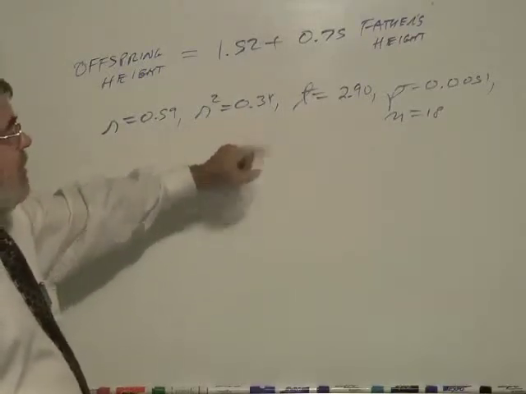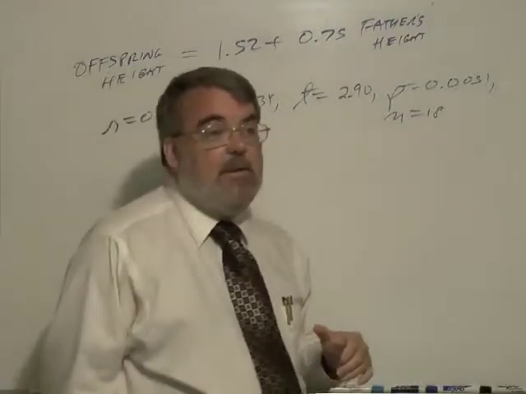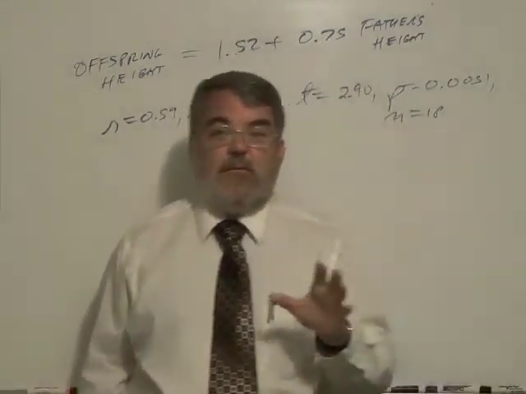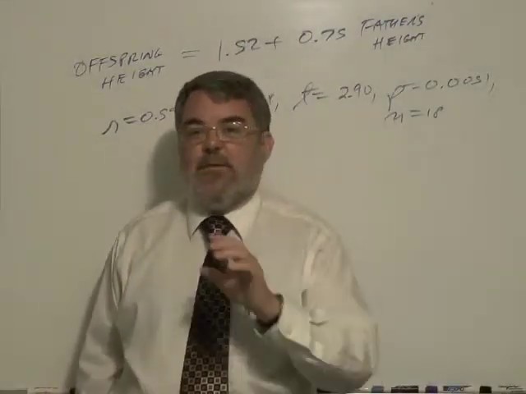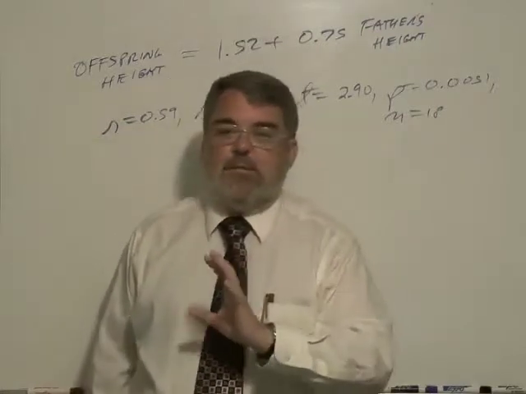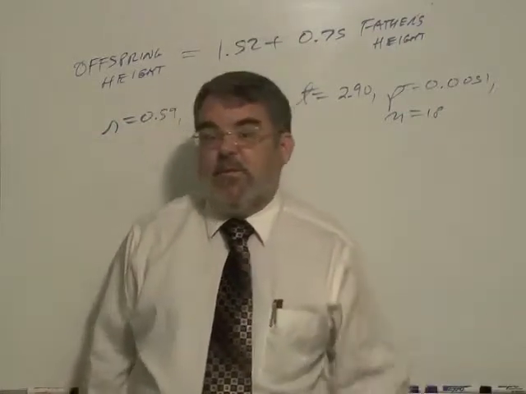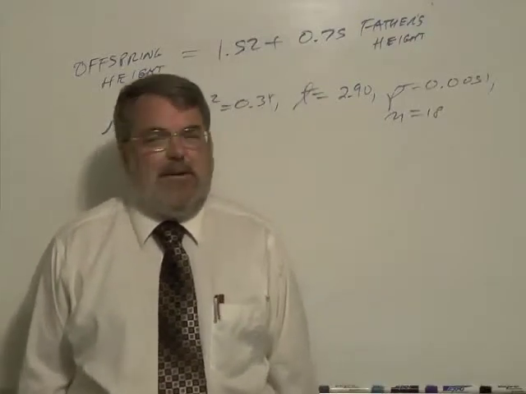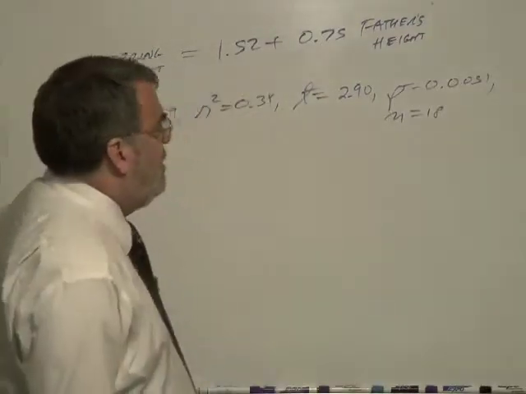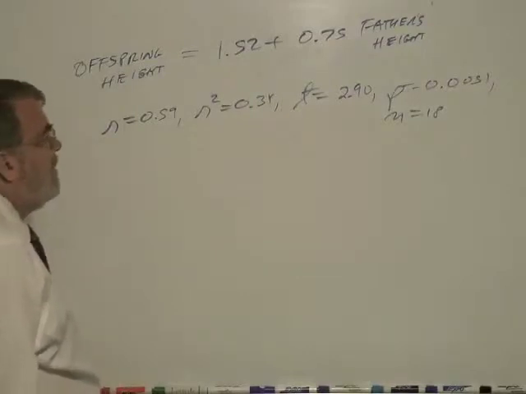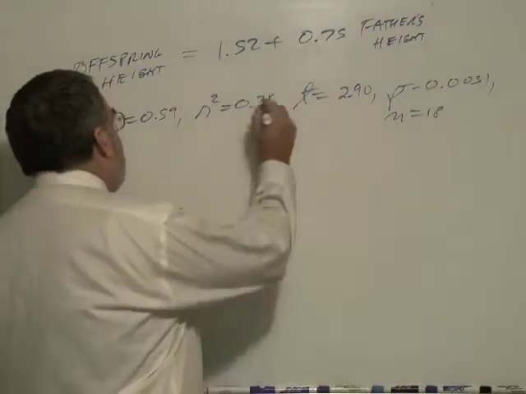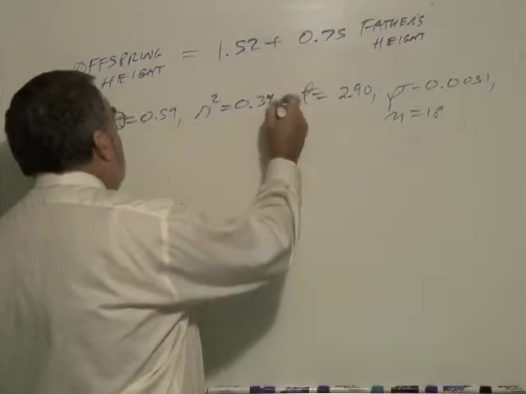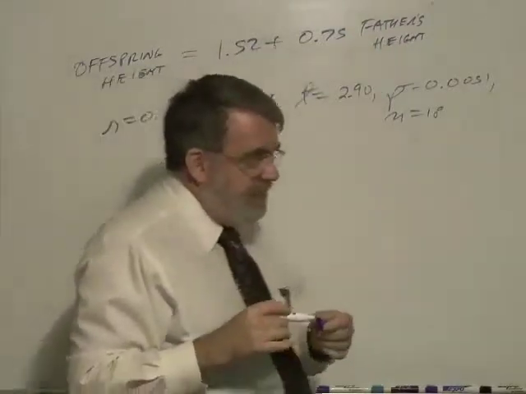R squared is 34%, so 34% of the data is explained by the relationship between the father and the offspring. 66% would be due to residual factors like the mother and other things like health and diet and that sort of stuff. So 34% is explained by this relationship.